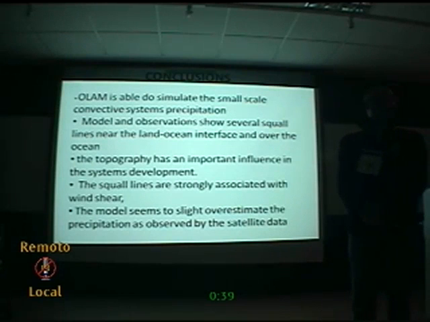That is the approach of the ITCZ. When the ITCZ approaches, the winds turn a little bit.